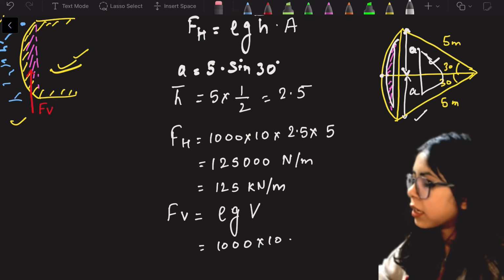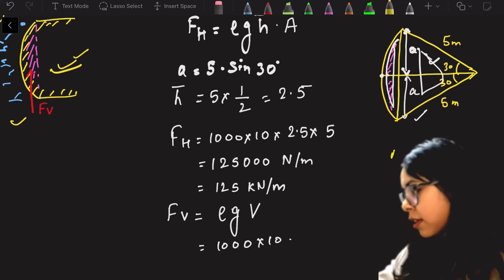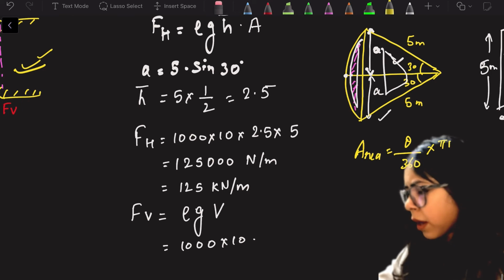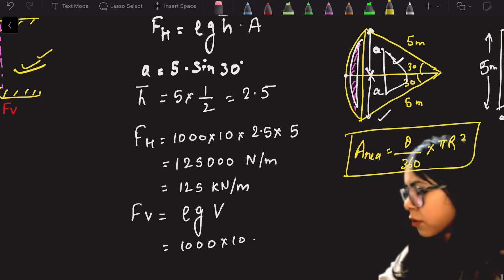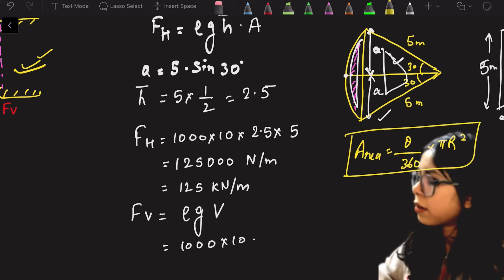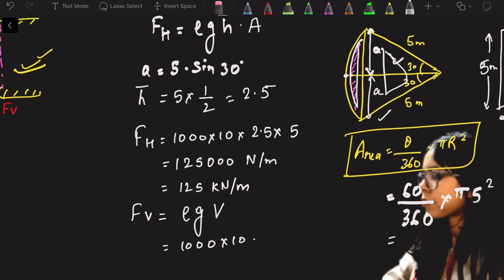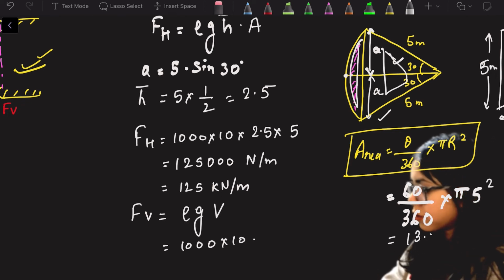So area of the sector we can calculate as theta upon 360. How much angle of the sector? Divided by 360 into pi r square. This will give you the area of the sector. So here we have theta as 60 degree divided by 360 into pi, and radius is 5 square. So we get 13.083 meter square. This is the total area.